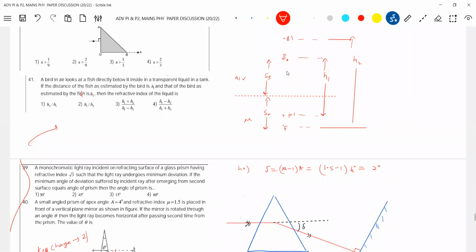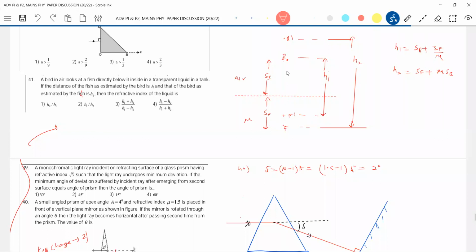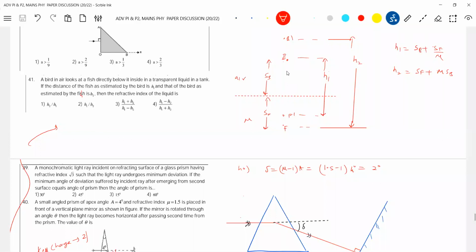Able to analyze this? So how do you write that H1? H1 should be equal to SB plus SF by mu. What is H2? How do you write? H2 should be equal to the fish is at a distance SF from the boundary, plus mu into SB. Okay, solve for now.